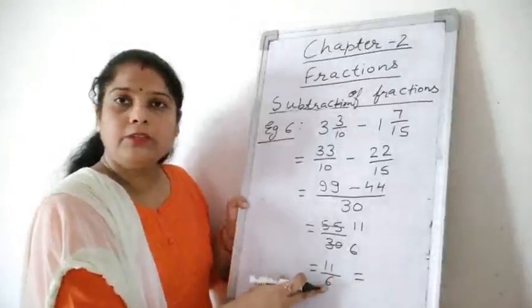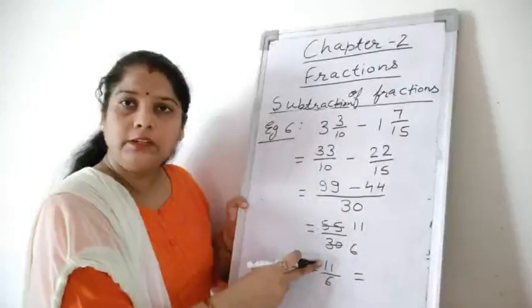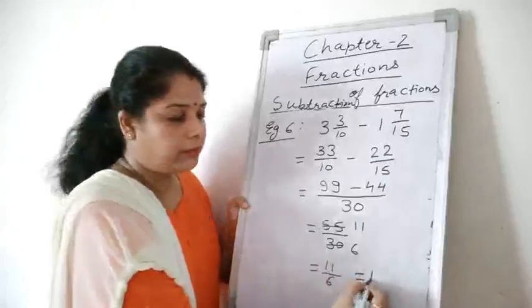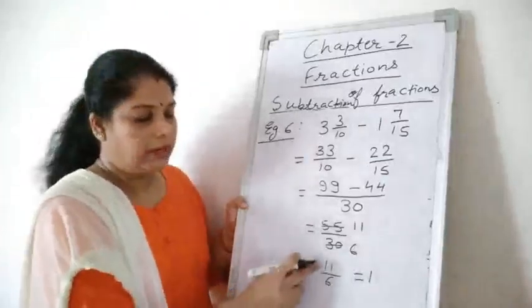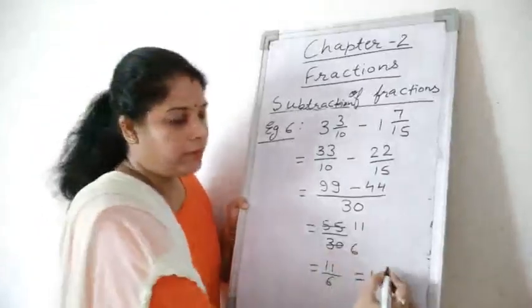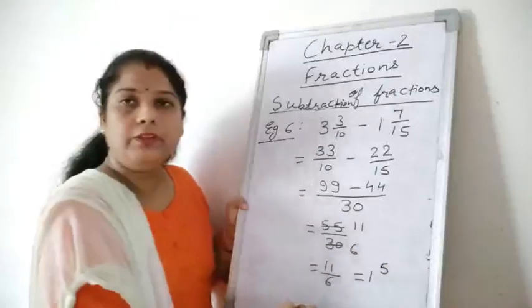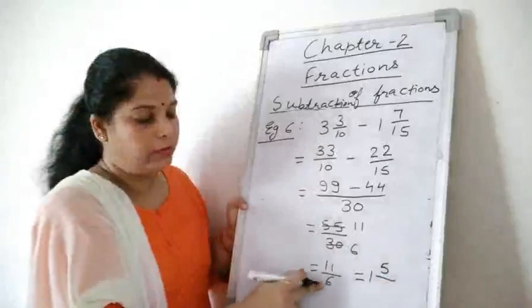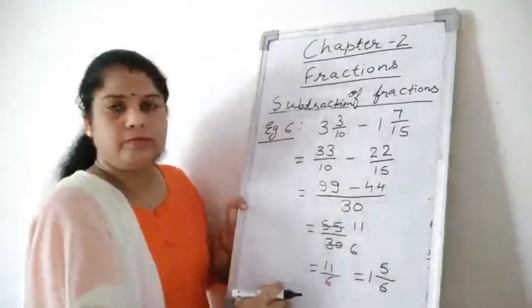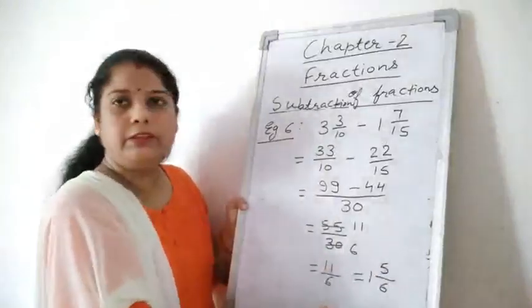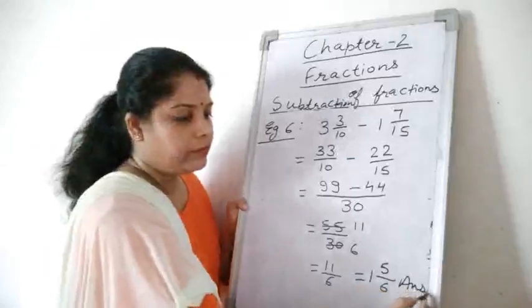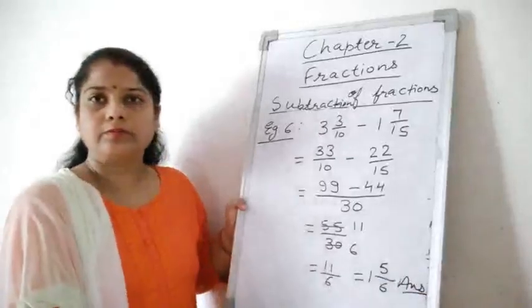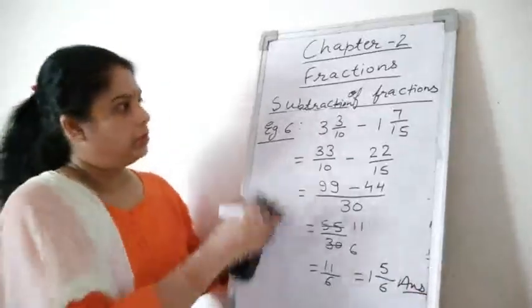6 ones are 6, 6 2s are 12. That is greater than 11. So we will take 6 ones are 6. Then 11 minus 6, 5. So 5 will be at the place of the numerator and at the place of the denominator, the same denominator 6 will be here. The answer will be 1 5/6. This is our answer.